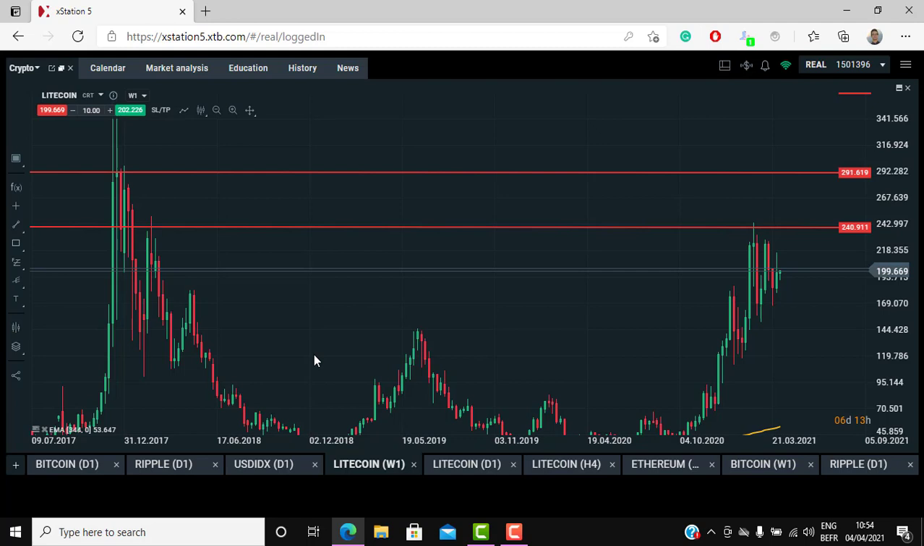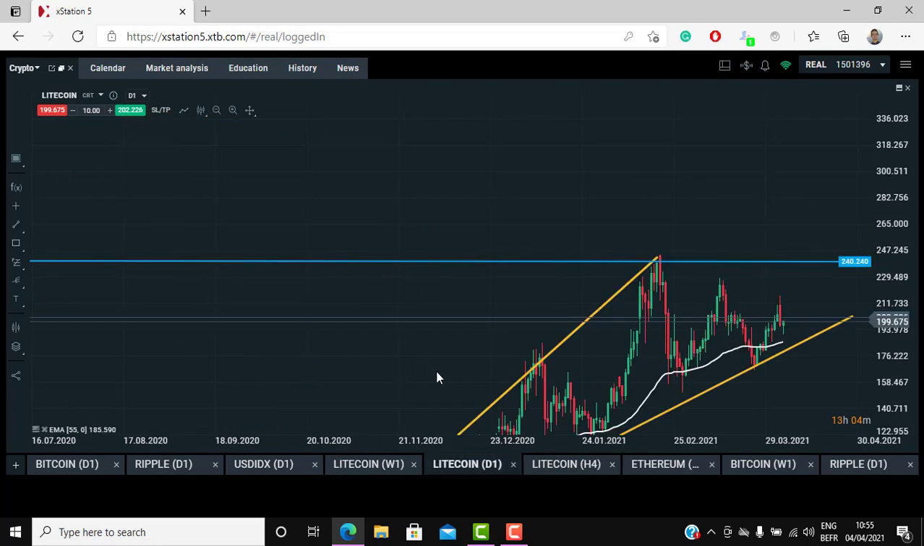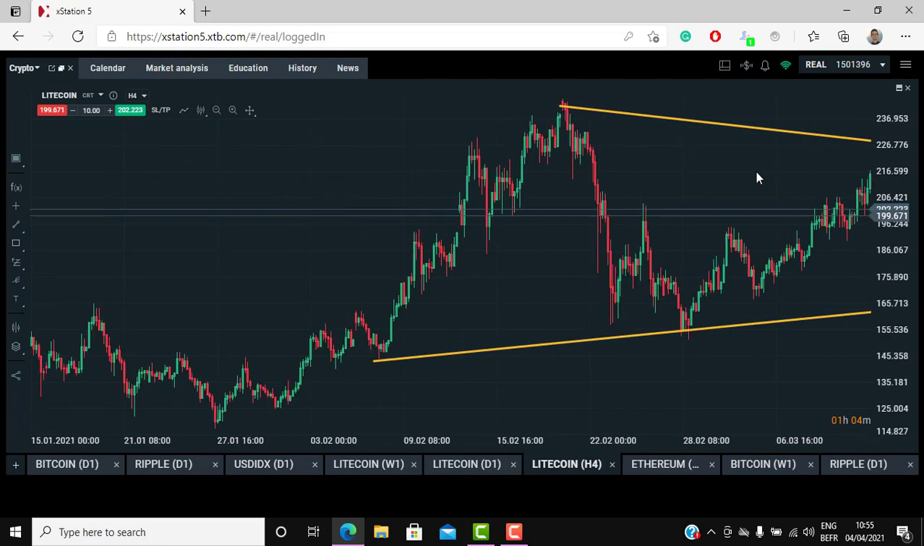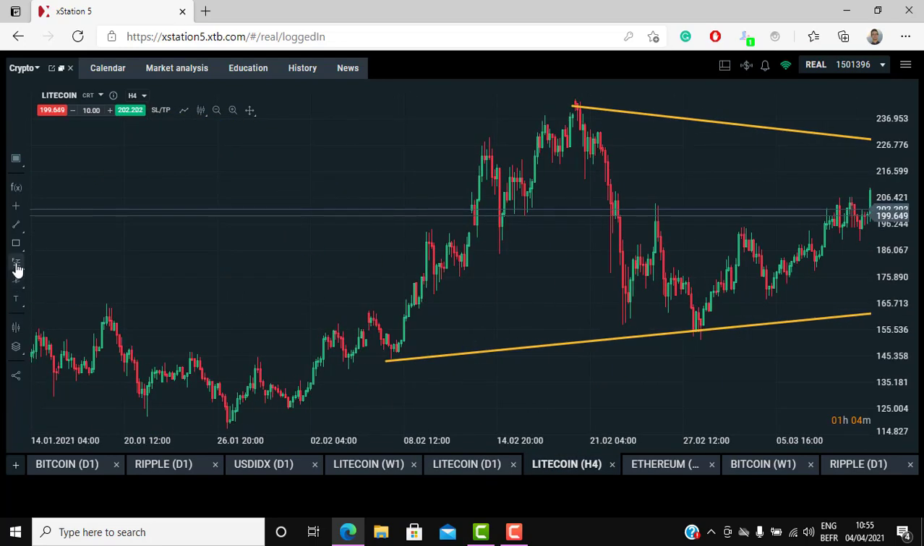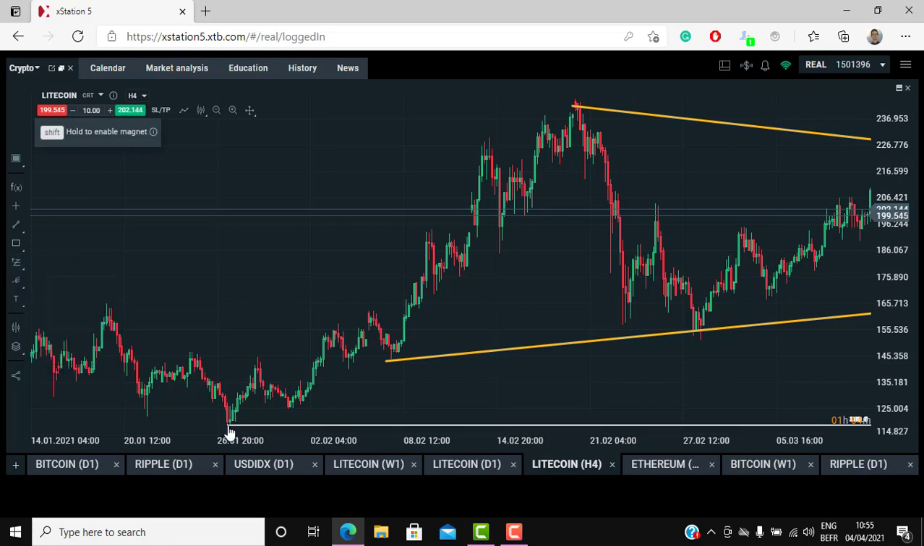It is lagging at the moment. It is really lagging at the moment, but once it does start to take off, then we could be in for a big ride. So this is the next target when it comes to Litecoin. For now, we're going to do Fibonacci retracement and show you the recent corrections.